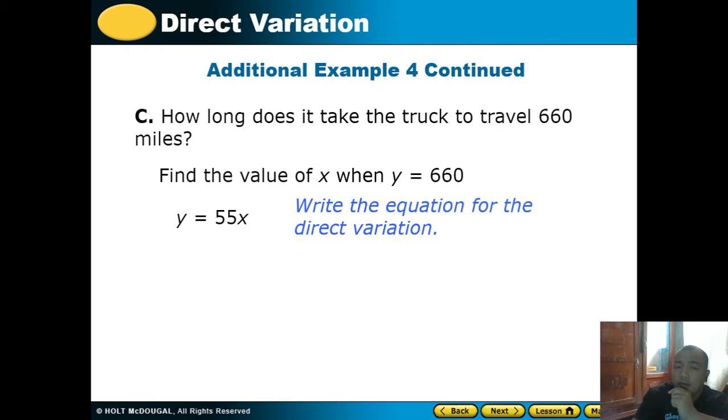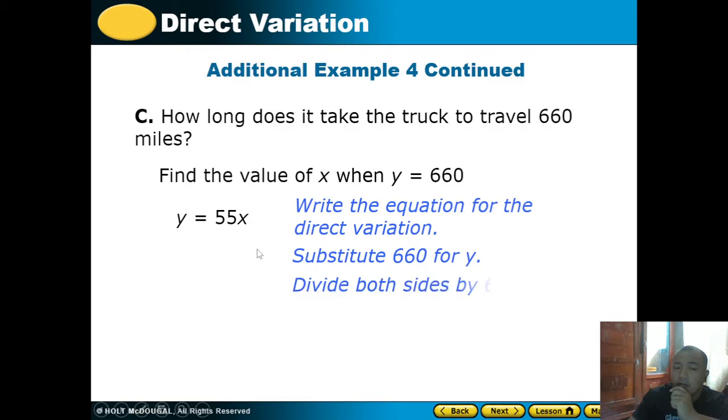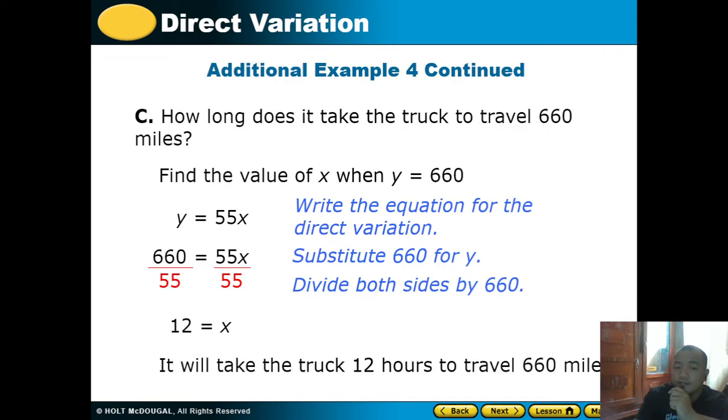We're trying to find the time, so x, we're trying to solve for x. Substitute 660 for y, so it becomes 660 equals 55x. Divide both sides by 55. And x equals 12. So it will take 12 hours for the truck to travel 660 miles.